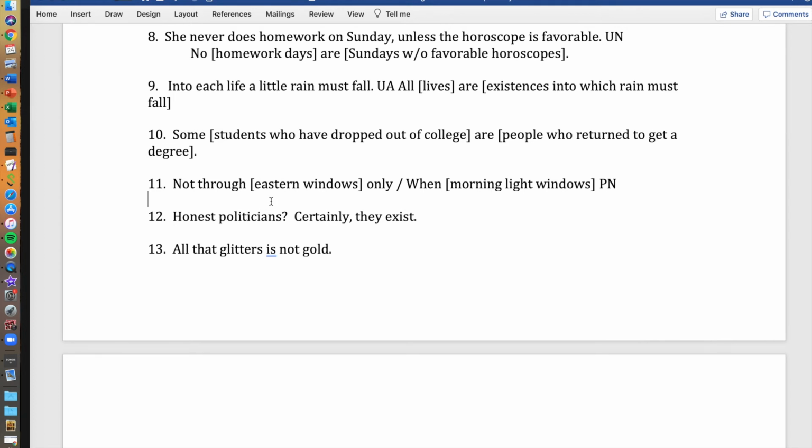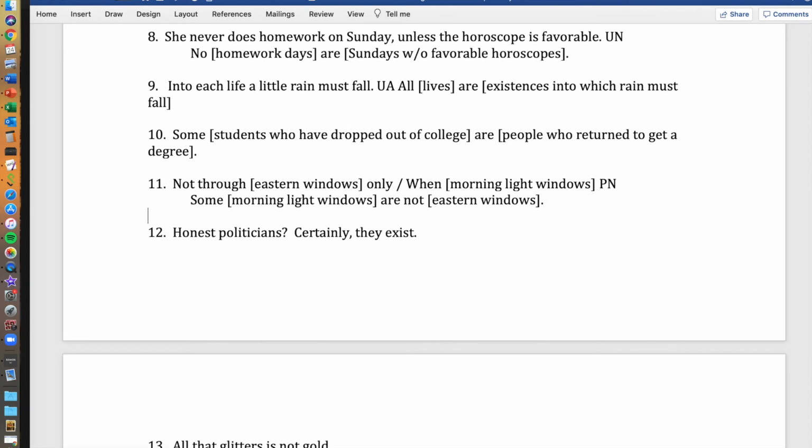So in this case, we have what we thought was a particular negative. So let's start there. Some morning light windows are not eastern windows. Okay? And if you think about this and go back and look at the original poetic statement, which is not through eastern windows only when morning comes in the light, right? That's expressed logically as some morning light windows are not eastern windows.